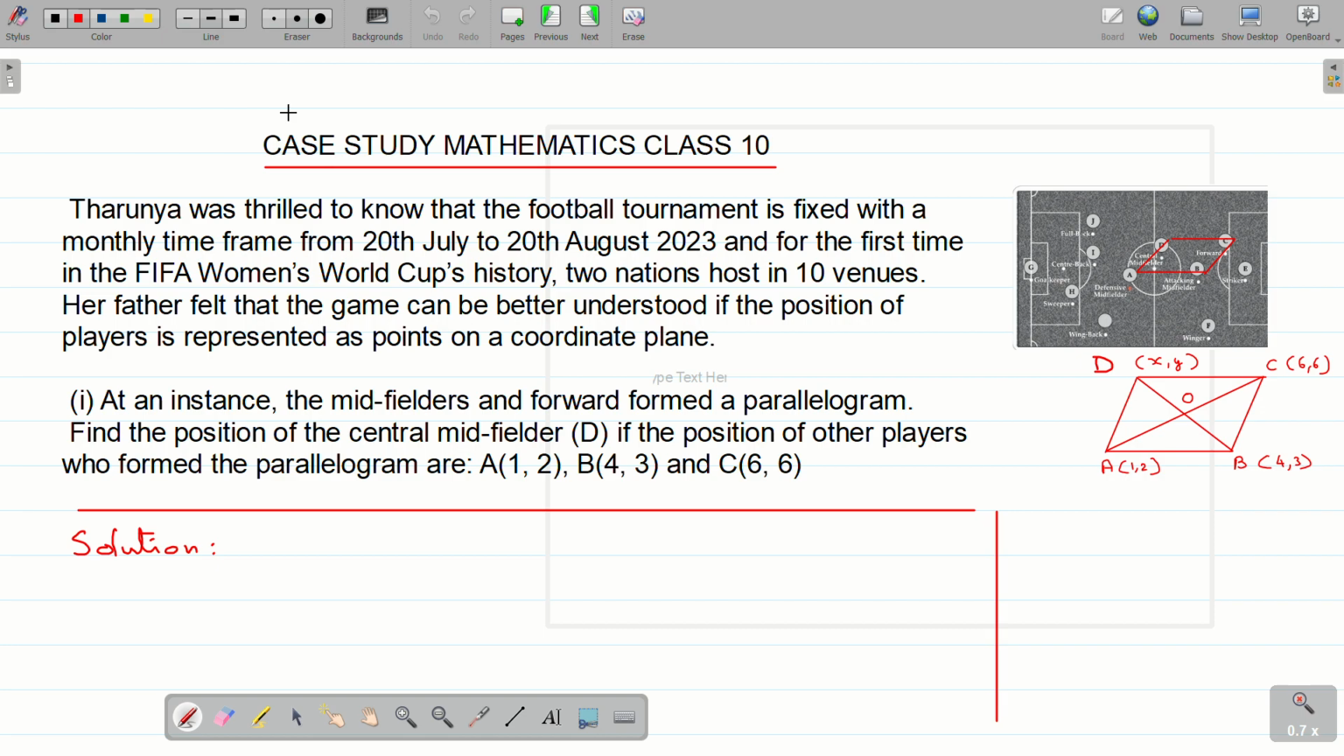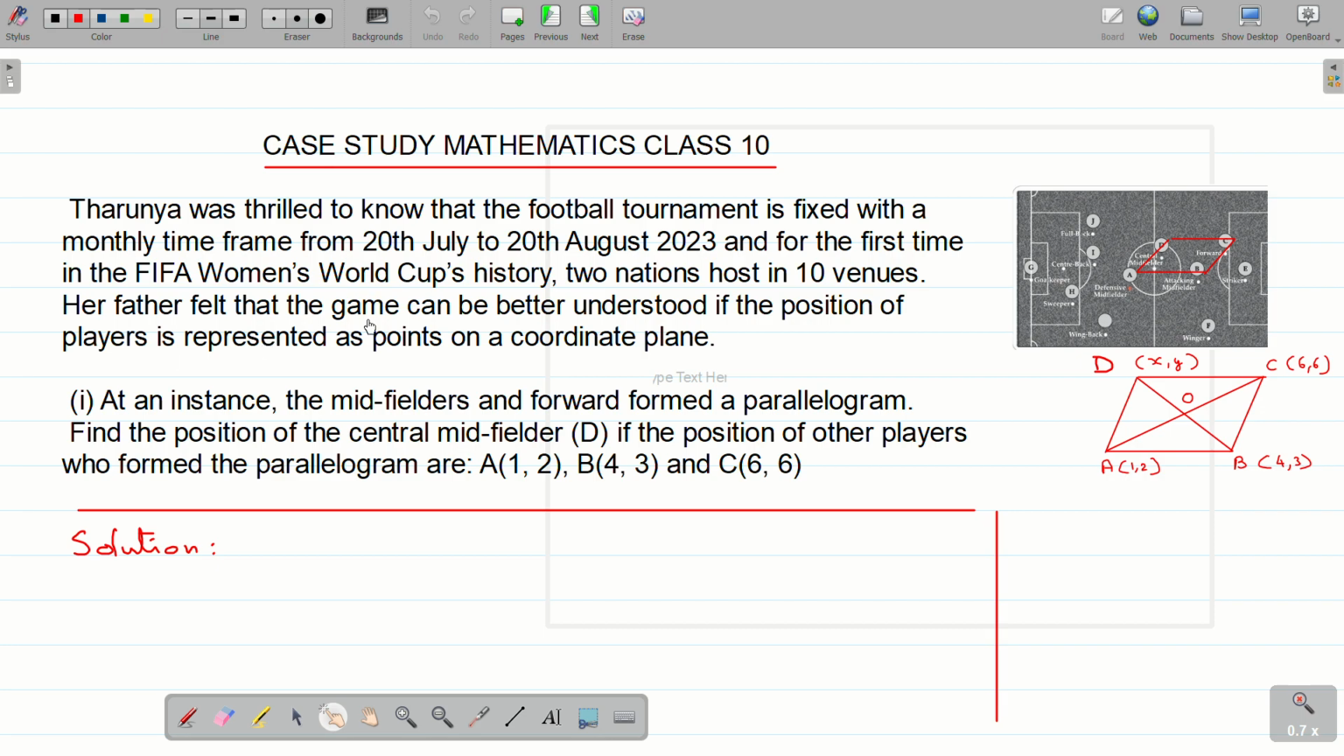Karunya was thrilled to know that the football tournament is fixed with a monthly time frame from 20th July to 20th August 2023, and for the first time in the FIFA Women's World Cup's history, two nations host in 10 venues. FIFA means Federation International de Football Association, and in English it is called International Federation of Association Football.